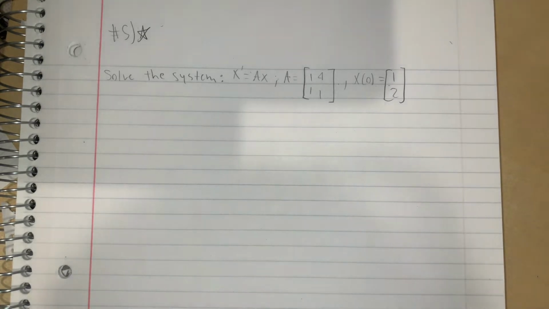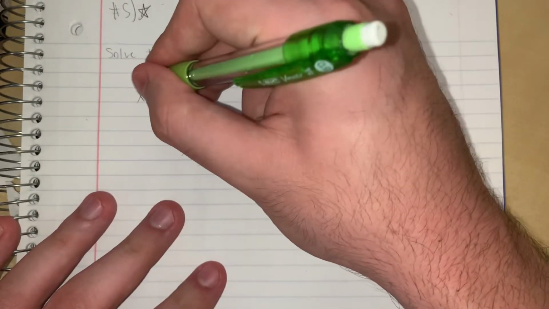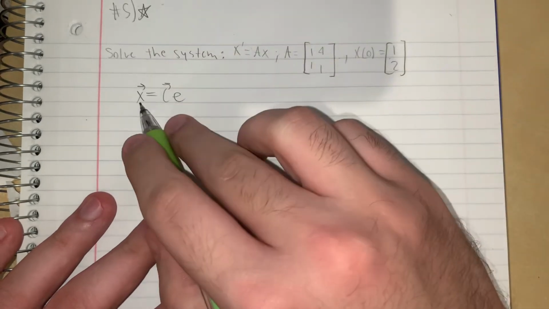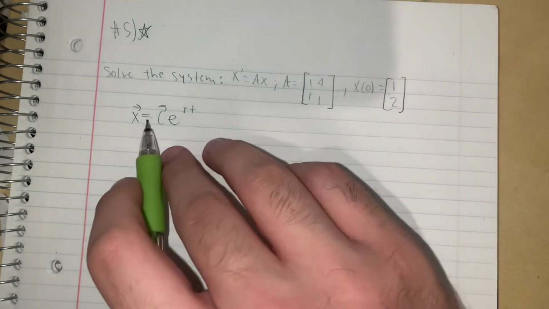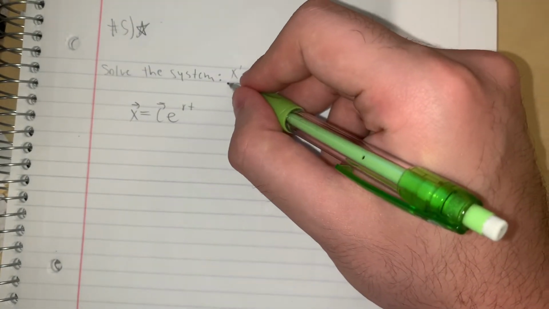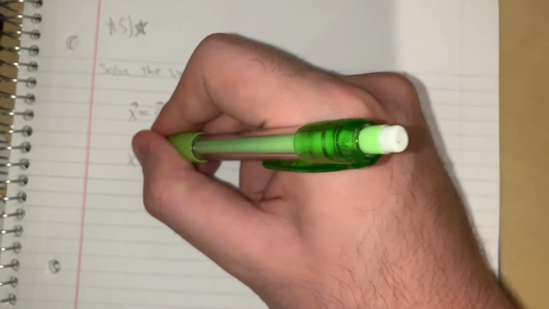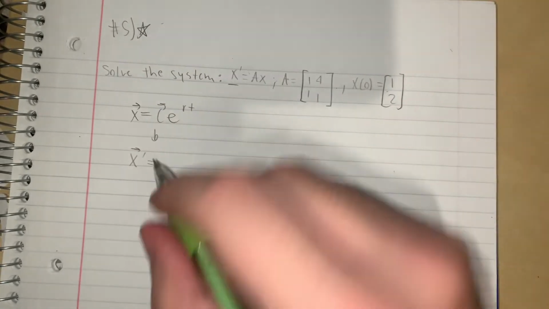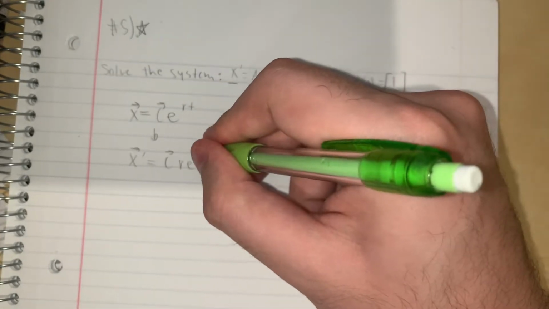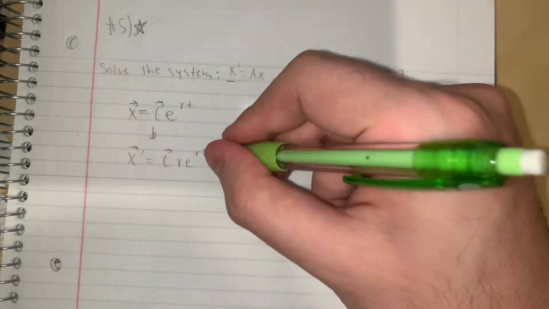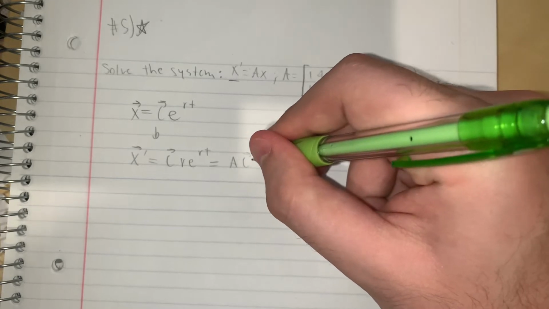In order to solve a system like this, we'll consider a solution in the form x equals c times e to the rt. To evaluate a solution in this form, we have to check x prime, because that's the only thing we're given. So we'll take the derivative: x prime is equal to c, because it's a constant, times the derivative of e to the rt, which is r e to the rt. And we want this to be equal to A c e to the rt.